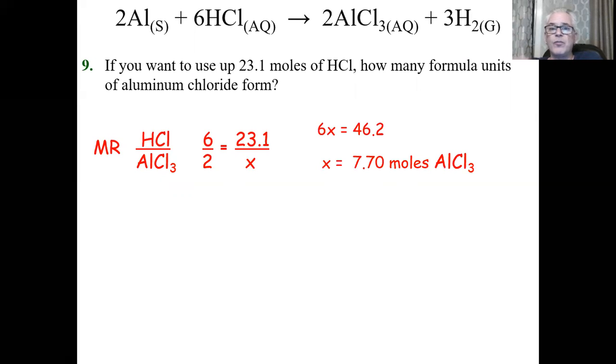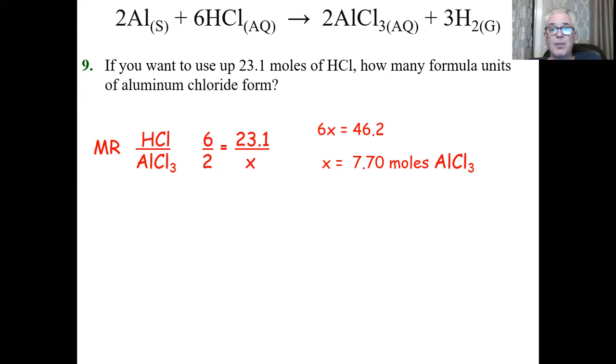6X is equal to 46.2. We divide both sides by 6. And what is 7.70? Well, where is the X? Look, X is on the bottom. What's on the bottom? Aluminum chloride. And it's the mole ratio. So 7.70 moles of aluminum chloride are going to form in this reaction.